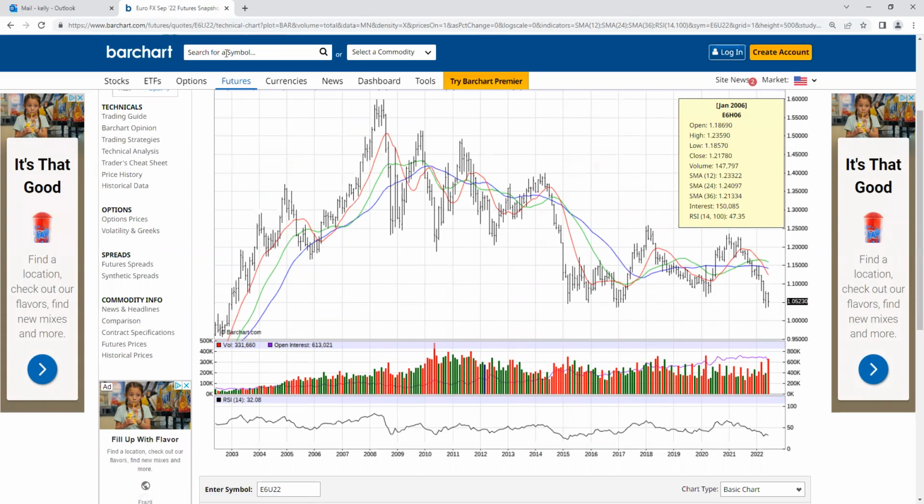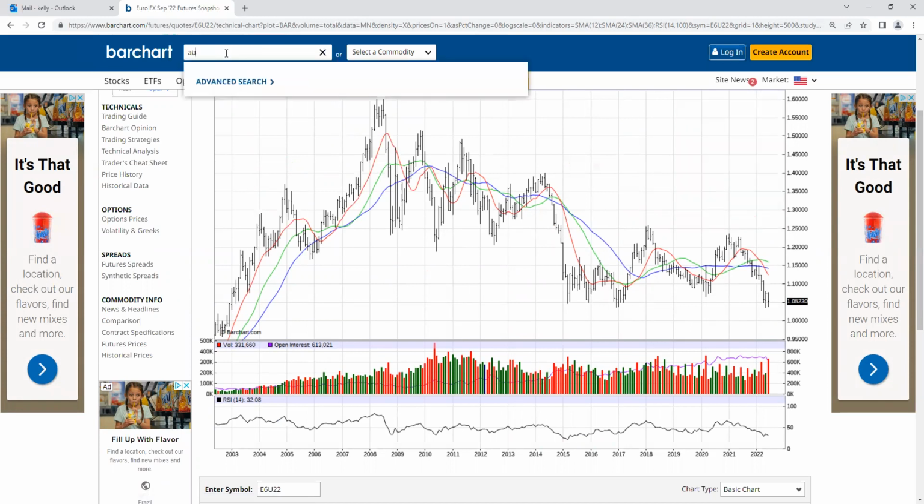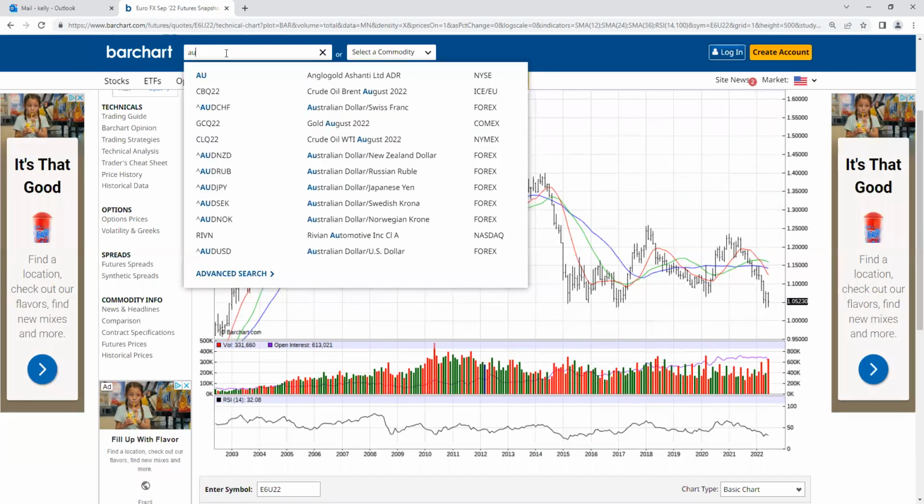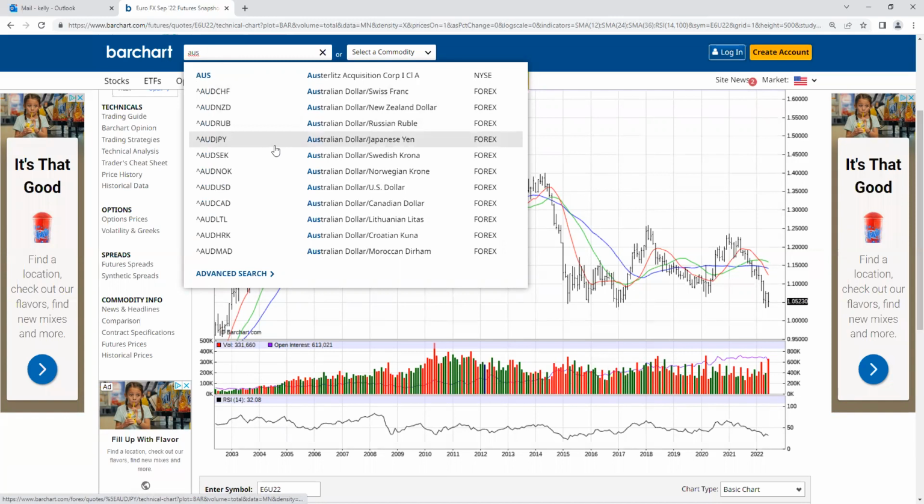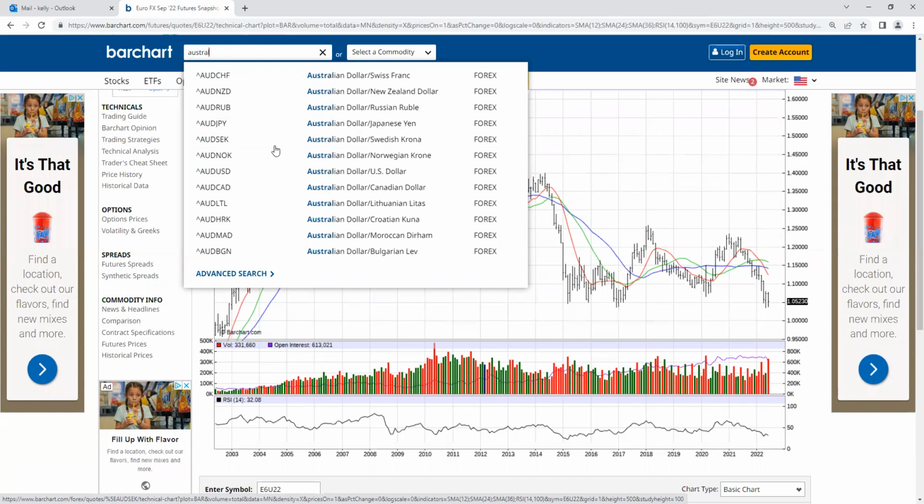Turning towards the Aussie dollar, some people were telling me that Aussie dollars was going to go to 78. Let's see if there is any hope to that one. Australian dollar.